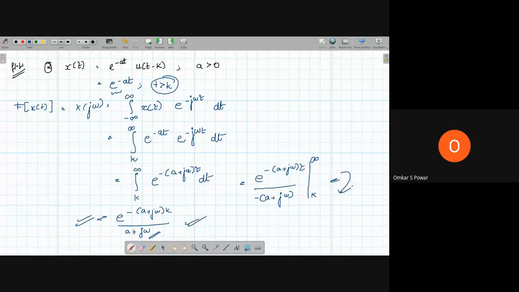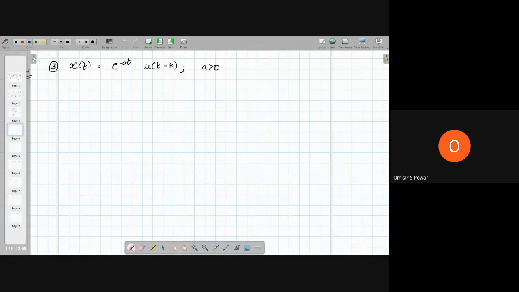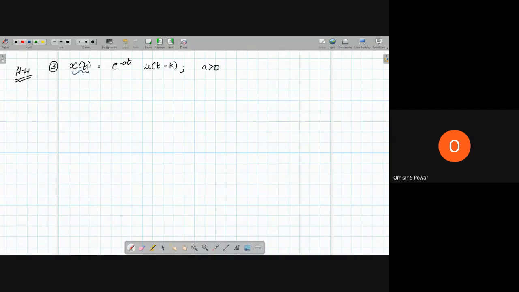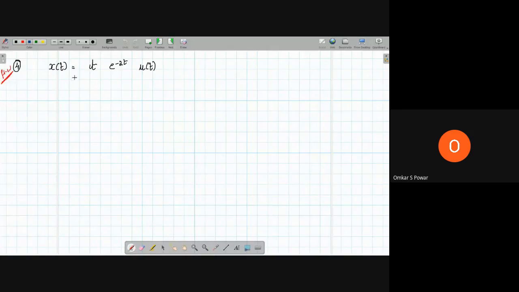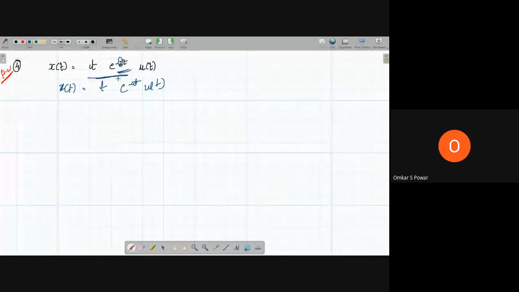Okay. Again, what is the variation I have given in this homework problem for you? X of t is equal to e power minus at u of (t minus k) instead of (t plus k). That's the difference, so solve it. Okay, now another homework problem. The first problem I took was x of t equal to t e power minus at u of t. In the homework problem, instead of a I have given 2. It's the same procedure as the first problem and you can solve it.